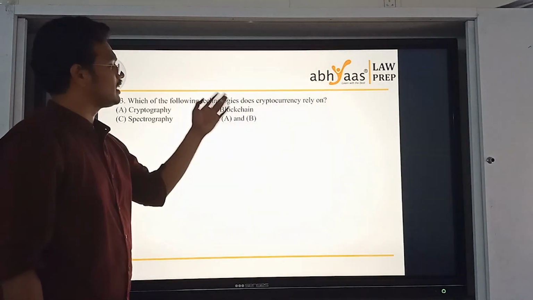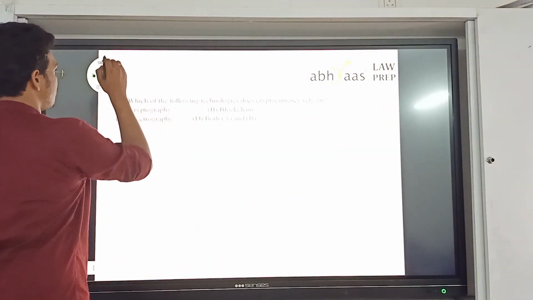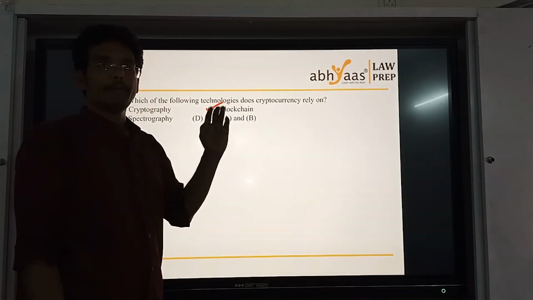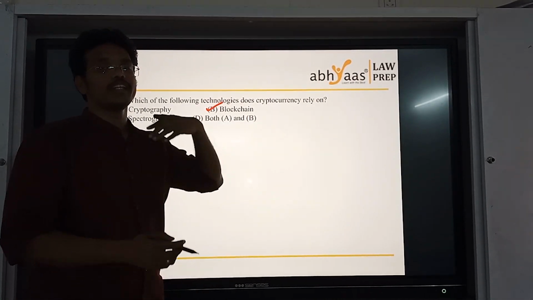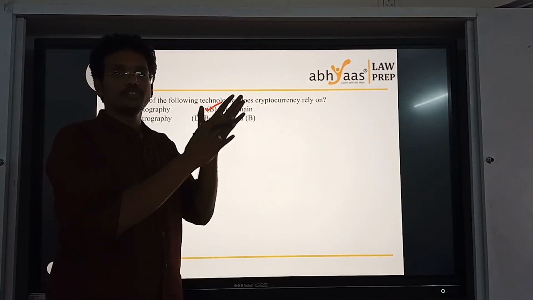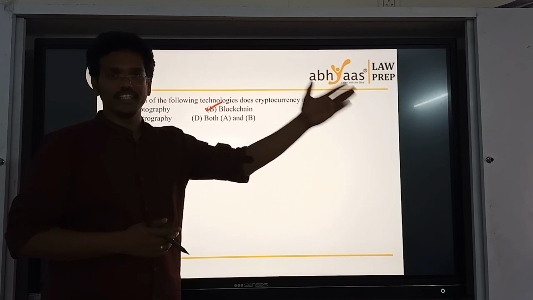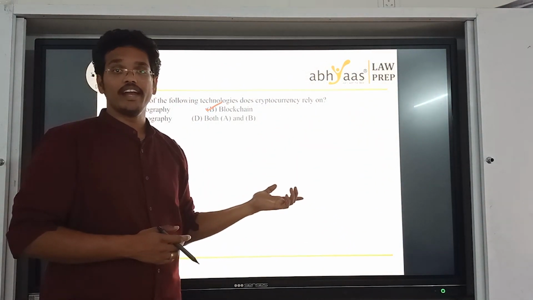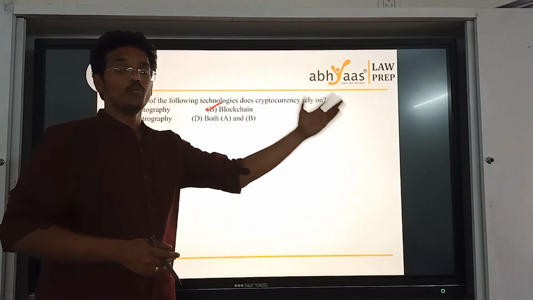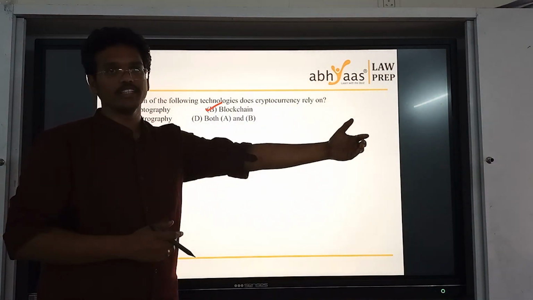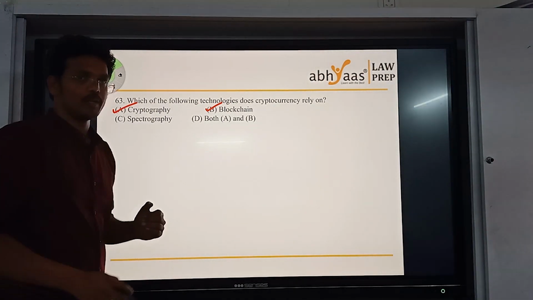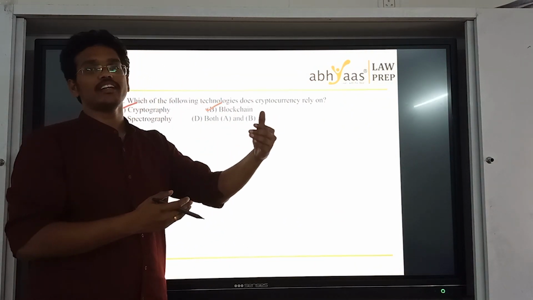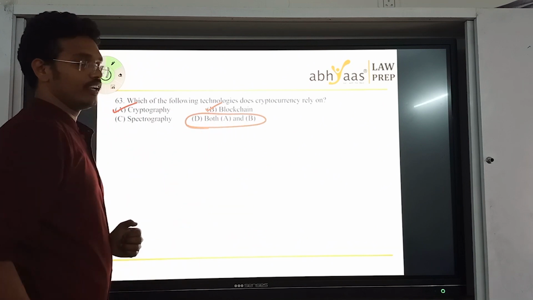Which of the following technologies does cryptocurrency rely on? The very famous cryptocurrency, Bitcoin, is backed by blockchain technology, but it is not the only technology which can support cryptocurrency, because there are some 3,000 to 4,000 cryptocurrencies in existence. We have one more technology called Ethereum, which also supports cryptocurrency. There are a lot of technologies which support cryptocurrency, and one is blockchain and the other is cryptography. Cryptography is a technique which is used to protect and transact cryptocurrencies. So both A and B are the answers.